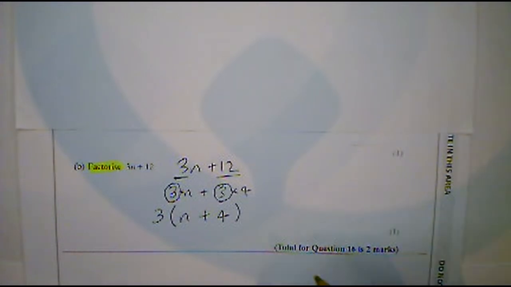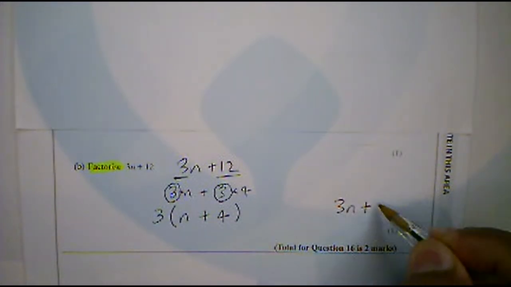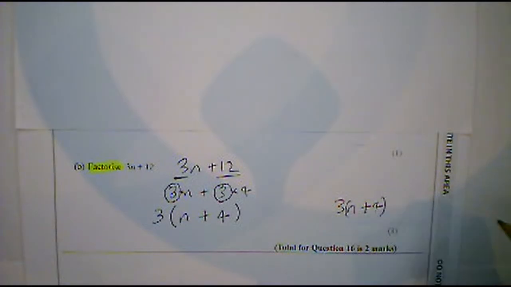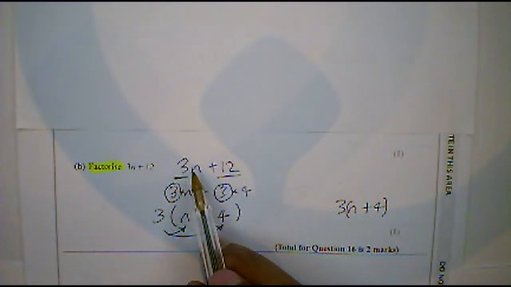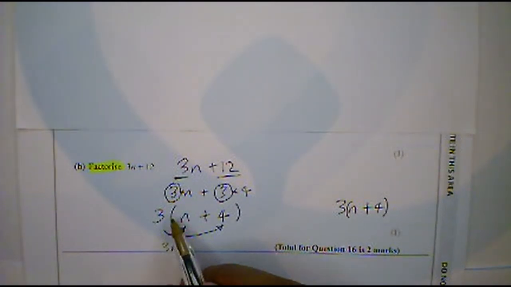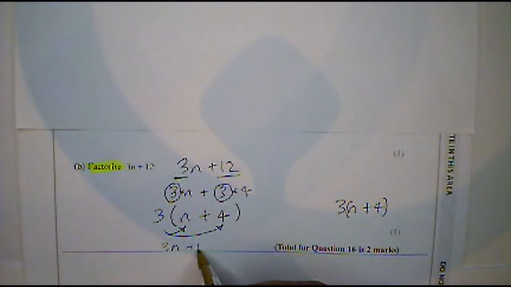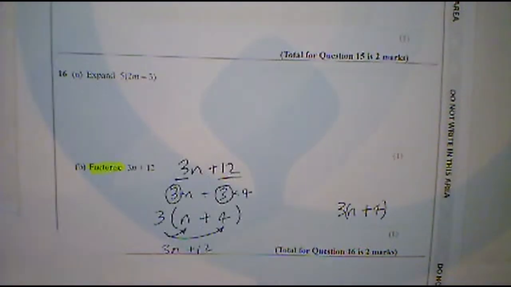And I can also check by expanding. So let me write 3 bracket n plus 4. I can check that when I expand it, it becomes 3n. So 3 times n is 3n. 3 times 4 gives me 12. So that's a check that I can do. So hopefully you got that correct. Let's go on to the next question.